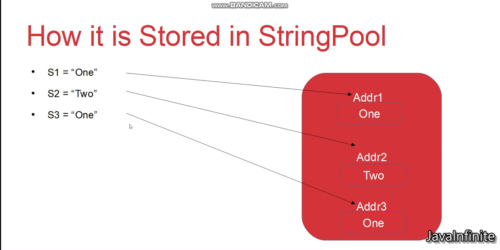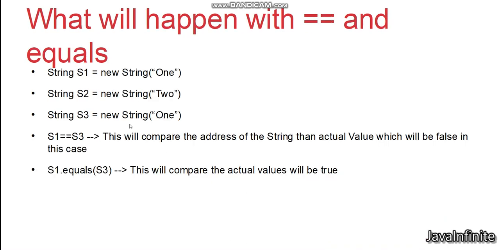So now let's see what will happen when we use double equal to and the equals method. Here we have used the new keyword for creating a string. As we discussed, the new keyword will always populate the value in the string pool and give it an address. So in this case, even though the strings s1 and s3 have the same value 1, the addresses are still different. Double equal to will return false, whereas equals will compare the value of the strings and return true.